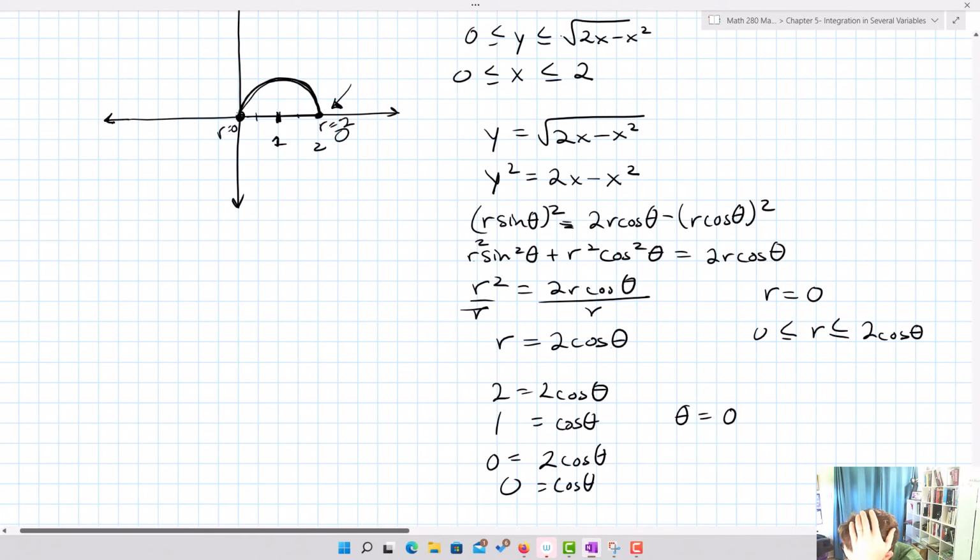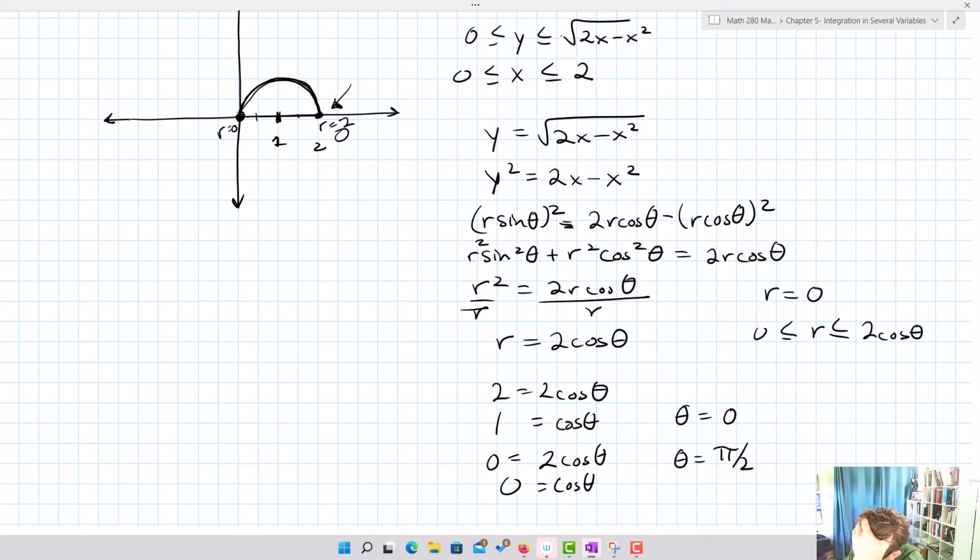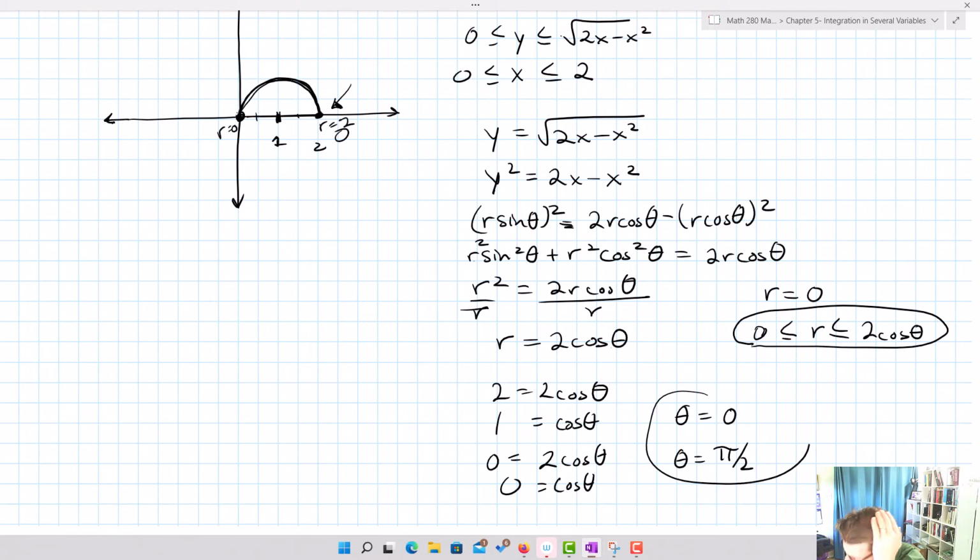So we end up with that theta is going to equal pi over 2. So that gives me my other set of bounds. My first set of bounds is going to go r greater than or equal to 0, less than or equal to 2 cosine theta. And my second set of bounds for theta is going to go from 0 to pi over 2.